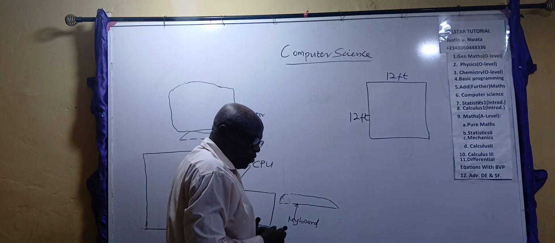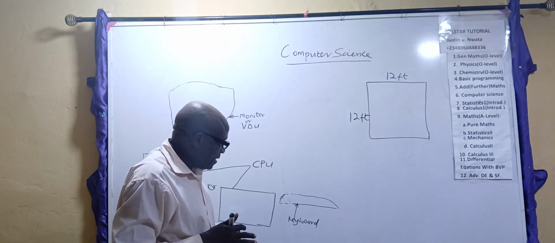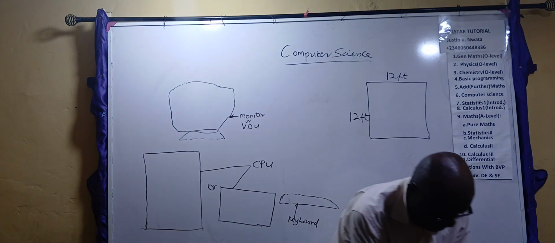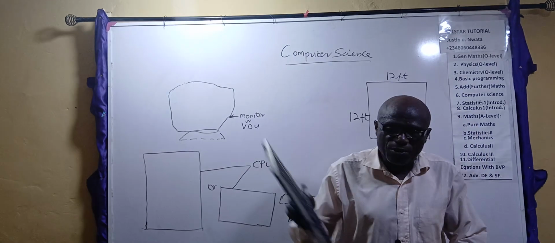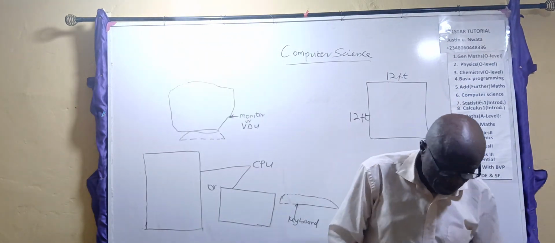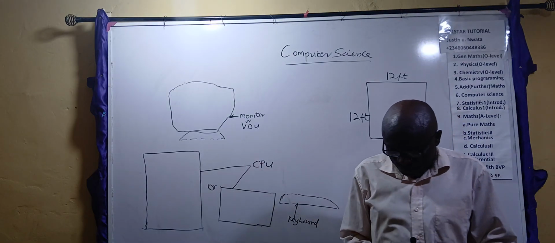Now, the one that will put in information to tell the computer what to do and what not to do is the typewriter, the keyboard. Everyone knows how the keyboard looks. The keyboard is just something like this. This is the keyboard. That was how it was at that time.